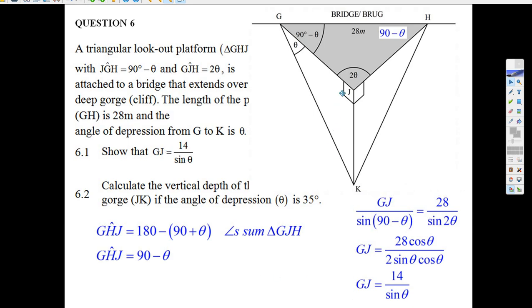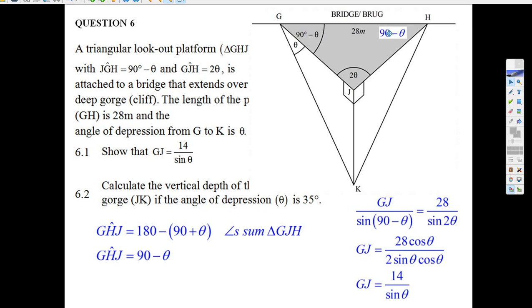So how are we going to do this? Well, first, we're going to use the law of sines, but we're missing this angle here. And it's always the same story. If you've got two angles, you go 180 minus these two added together. Well, 90 minus theta plus 2 theta is 90 plus theta, and 180 minus 90 plus theta is 90 minus theta. So it looks like this angle's 90 minus theta, just like the other side.